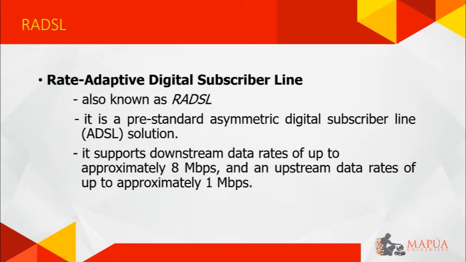The next one is Rate Adaptive Digital Subscriber Line, which is also known as RADSL. It is a pre-standard asymmetric digital subscriber line solution. It supports downstream data rates of up to approximately 8 Mbps and upstream data rates of up to approximately 1 Mbps. RADSL allows rate adaptation while the connection is in operation.